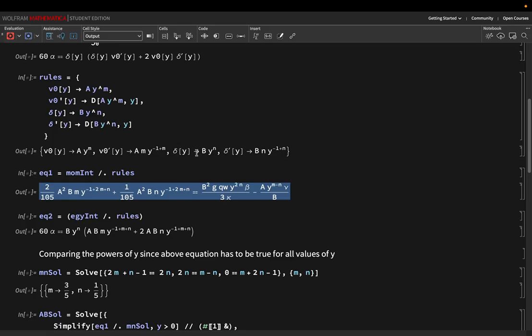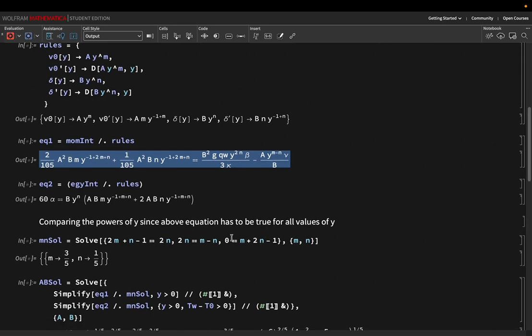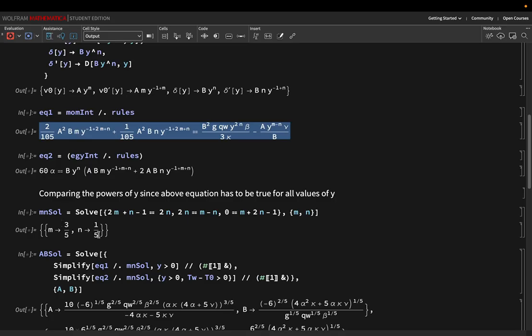Similarly, when I substitute the same rules into my energy equation, here also I would say that m plus n minus 1 plus n, which is basically m plus 2n minus 1, should be equal to 0. That would be my two equations. When I solve these equations, I'm getting m to be 3 by 5 and n to be 1 by 5. I'm not spending time on how to solve these equations because this is straightforward. You can put it in a calculator to get these values.